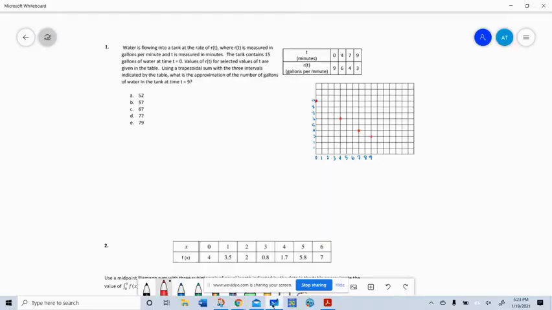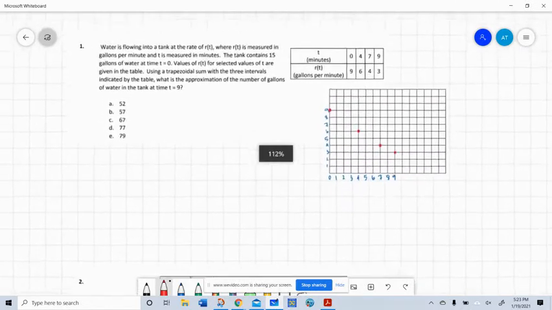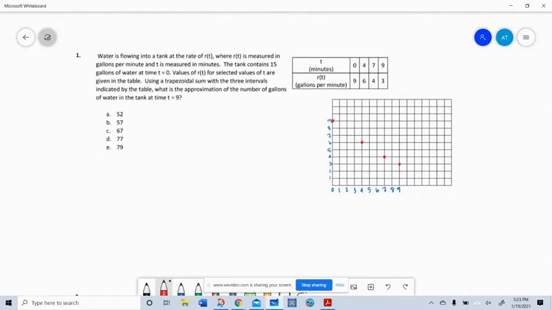We're looking at examples 1 and 2 in Unit 5, Section 4, which is about trapezoids and midpoints. You've already learned how to use those formulas. And so now our goal is to try to apply that. So we see this problem.